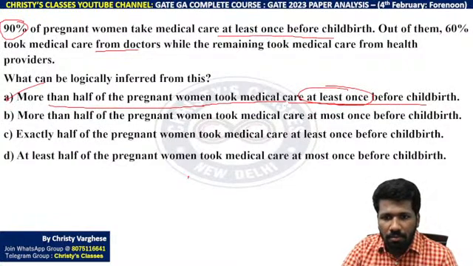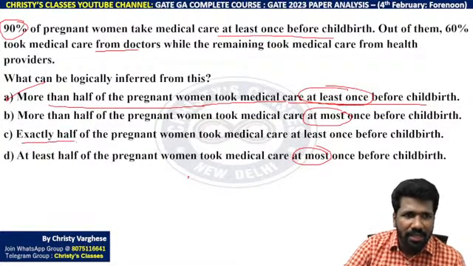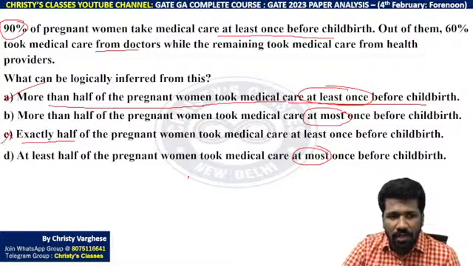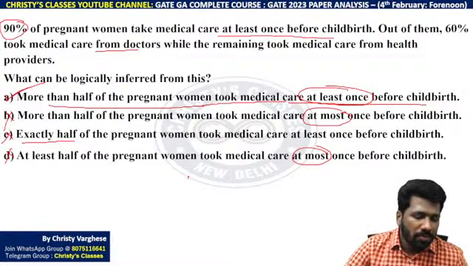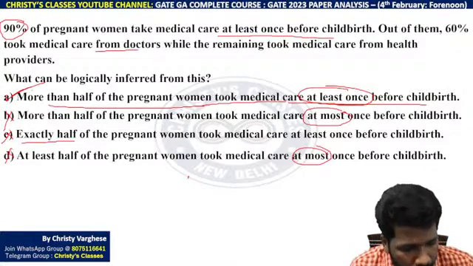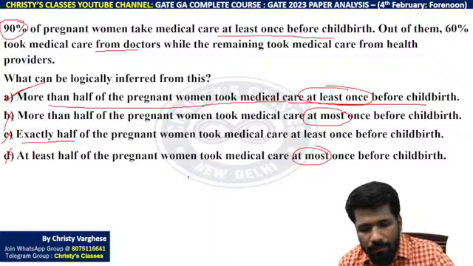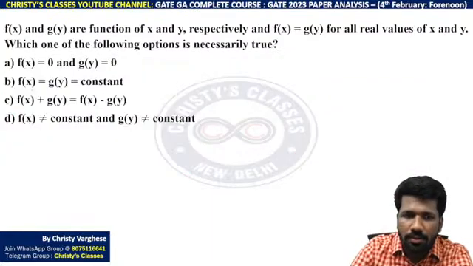Other options, the problem is here it is at most. Here also it is at most. Here the problem is exactly half. No, it is not exactly half. It is more than half. The keywords you should be careful about. Otherwise the question is so simple. So option A is the correct answer. Did you all understand this? Please respond. All of you clear or not? If so, let's go to the next question.